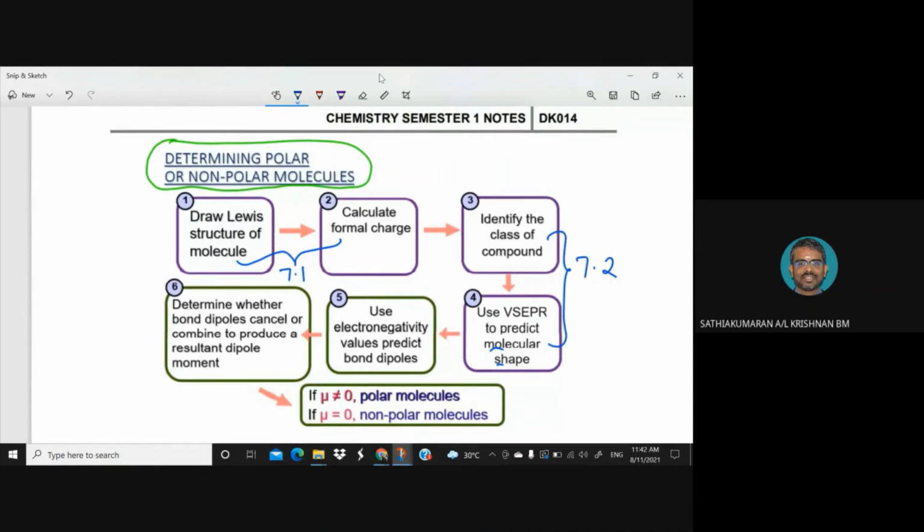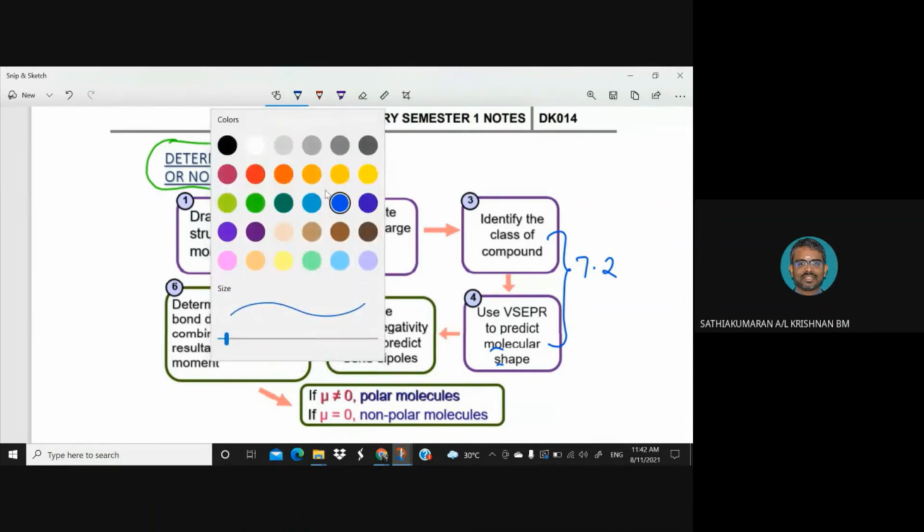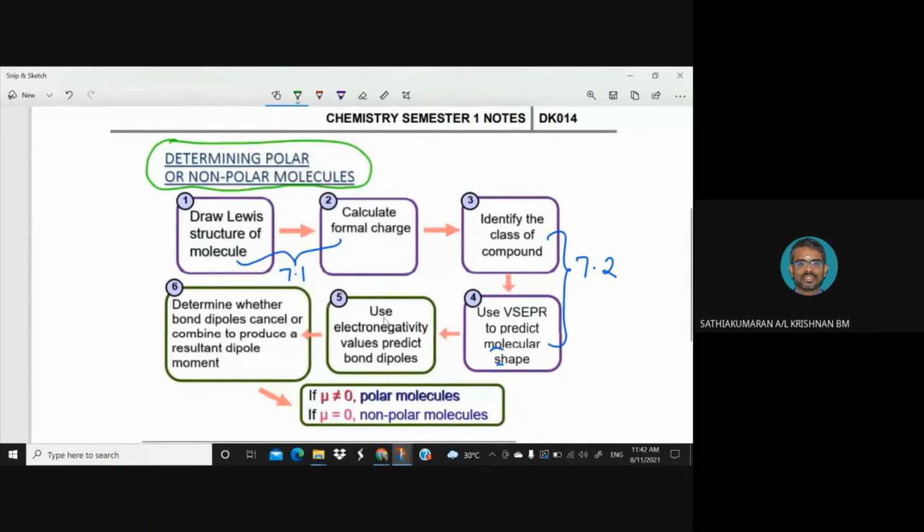I already know my molecular shape. So using the molecular shape which I already predicted, I'm going to use electronegativity values to predict the bond dipole. After that, I want to predict whether my molecule is polar or non-polar. How? By checking if the bond dipoles cancel out or combine to produce a resultant dipole. This is what you are going to see after this.